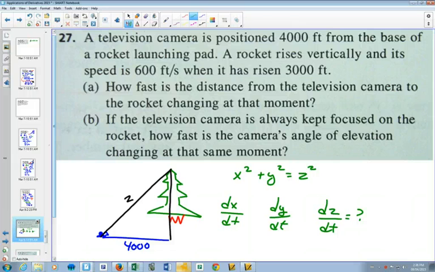We are told that its speed is 600 feet per second. That's our dy/dt. What is our dx/dt? It's 0, because it's staying at 4,000. So that's a little bit of a tricky thing in this one, that we do know dx/dt because it's not changing.